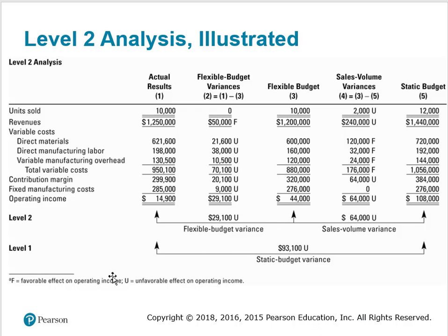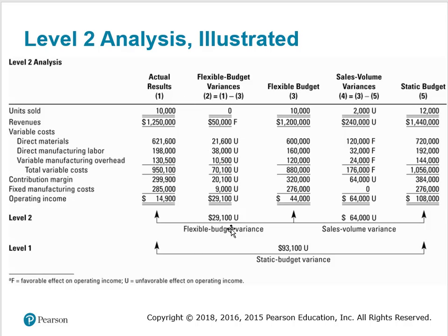The other thing, down here, you want to start paying attention to these. The level 1 variance is the difference between actual and static budget. So it would be sort of the total variance. If you took 108 minus 14.9, 93.1 is the static budget variance. And pay attention to the titles too. Somehow you've got to get a lot of things in your head out of this.